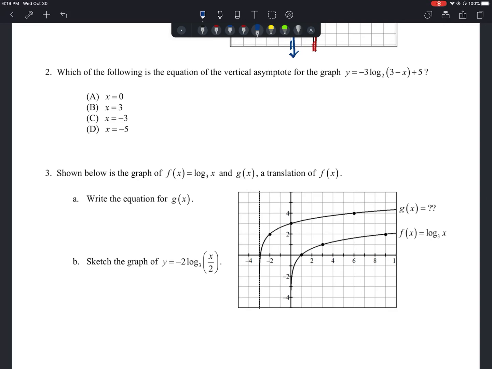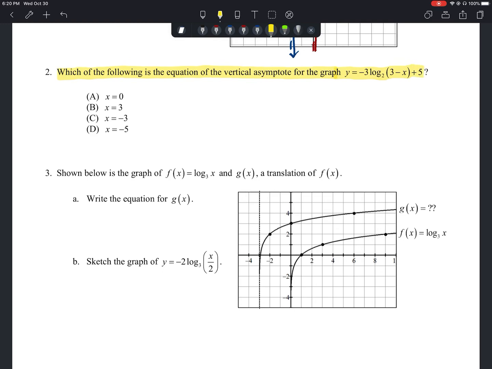All right, this is problem number 2 and number 3 from the Chapter 3B quiz review. Number 2 states, which of the following is the equation of the vertical asymptote for the graph y is equal to negative 3 times log base 2 of the quantity 3 minus x, and then plus 5.